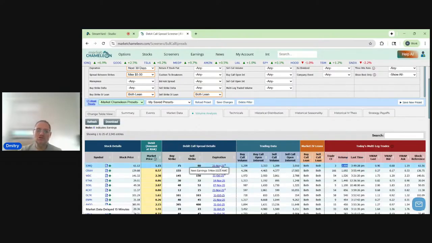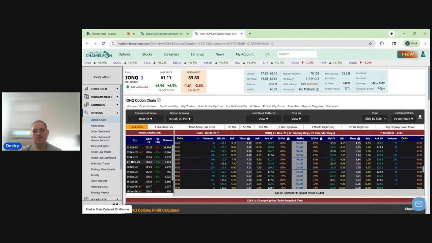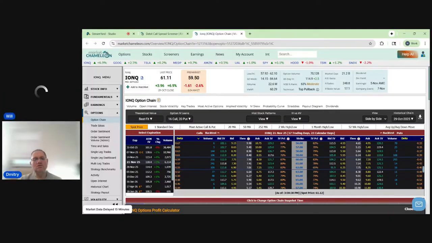Okay, so I'm going to click on this, and let me know if it goes to the options chain because I'm using a different share screen feature. Will, are you there? Okay, I think we lost Will.